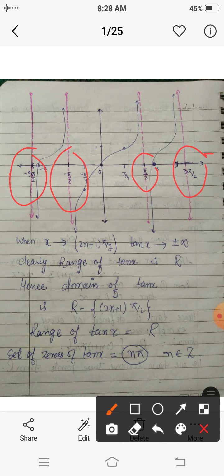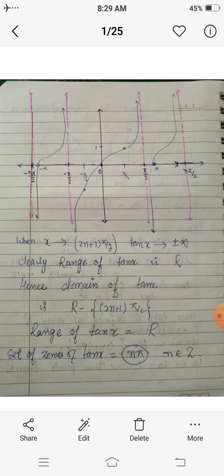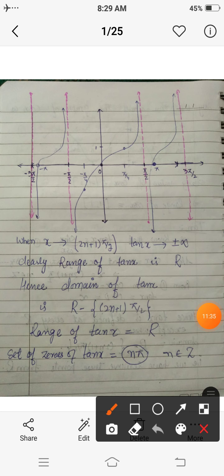So let's draw these vertical lines through these points, which are perpendicular to the x-axis, or simply lines parallel to the y-axis through these points. At these points the value of tan is always infinity or minus infinity. Now we will consider the graph in the portion between minus pi by 2 and pi by 2, because tan x is defined at each and every point between minus pi by 2 and pi by 2. Now at 0, tan is 0.